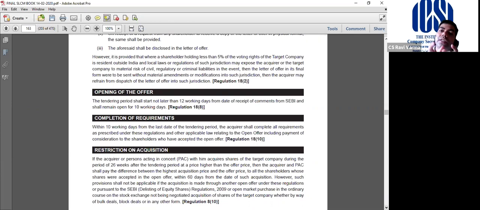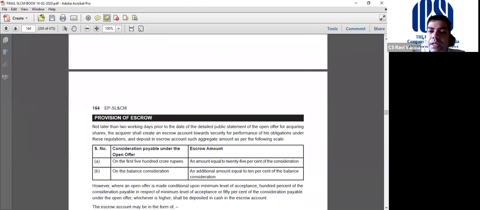So within that period the window will start, and the window should remain open for 10 working days. Within 10 working days, people will tender shares. Say, for example, if I want to sell the shares, I will tender the shares that I want to sell, and you will receive the shares. This trading window is called the tendering period. Once this tendering period is done, you need to make an allotment and come out with a post-closure advertisement.